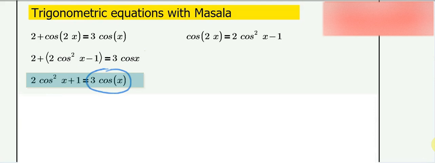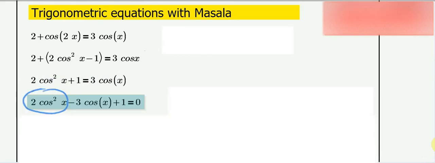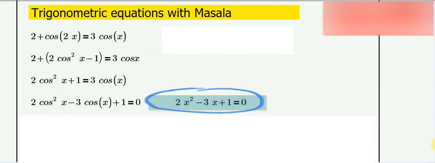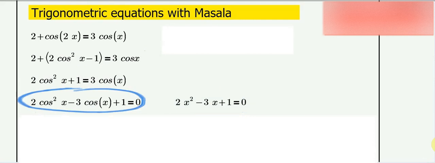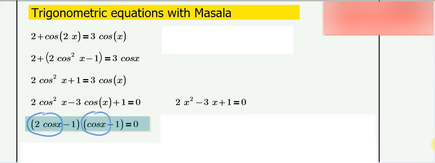Now if I subtract the 3 cosine of x, I'll have 2 cosine squared x minus 3 cosine of x plus 1 equals 0. And basically the same way that 2x squared minus 3x plus 1 equals 0 would factor, the 2 cosine squared of x minus 3 cosine of x plus 1 is going to factor. So we'll have a 2 cosine of x term and a cosine of x term.